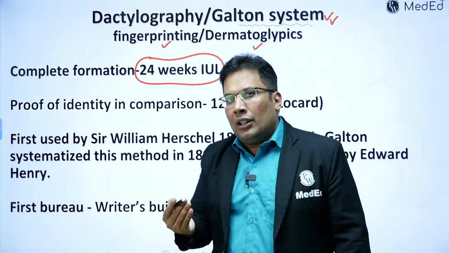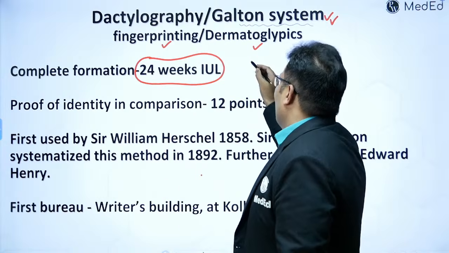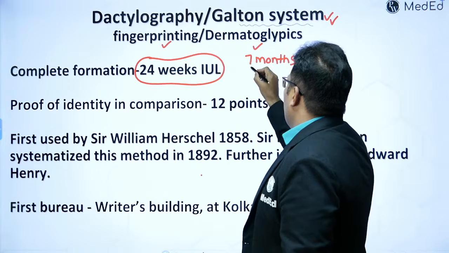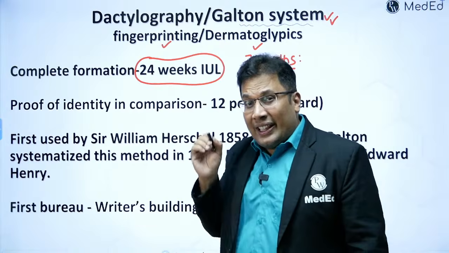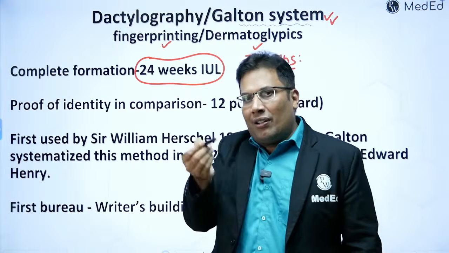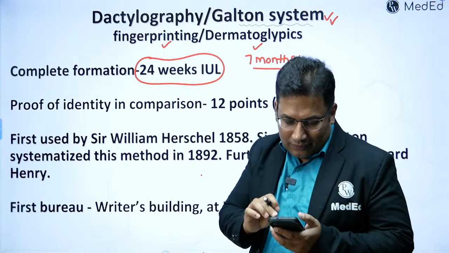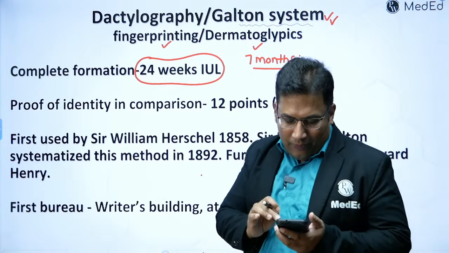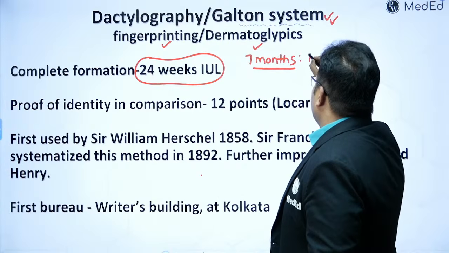Can anyone tell me what is the center of ossification that appears at 7 months? One very important MCQ commonly asked in university exam. What is the center of ossification that appears at 7 months? 9 months, as you know, is lower end of femur. 7 months? Yes, so it is basically, Manjunatha, very good. It is talus.